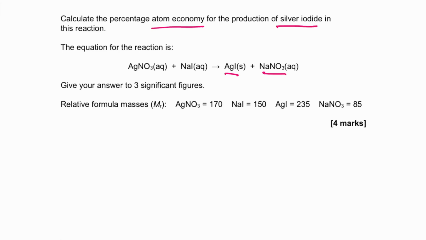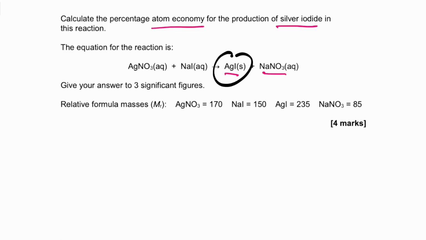The question we're asked is to calculate the atom economy for the production of silver iodide in this reaction. So the key thing here is, what do we actually want? We want this silver iodide. That's the first question you should ask yourself when you have atom economy questions. So now that we know that we want silver iodide from our reaction, it should be fairly simple to work out the atom economy.